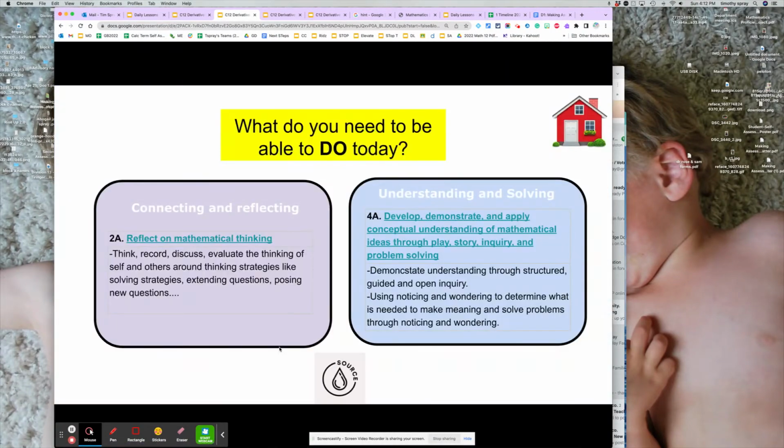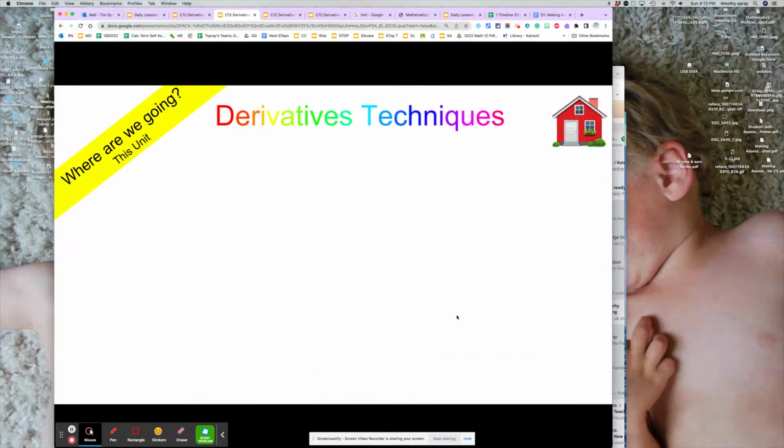So today, once again, you're going to be reflecting on your thinking. So be ready to think, record, discuss, evaluate the thinking of yourself and others, the strategies, and also be open to extending the questions and posing new questions. And we're also going to demonstrate, develop, and apply conceptual understanding of mathematics through today, in particular, inquiry and problem solving. So demonstrate understanding through structured and guided open inquiry, which is basically what we do every day. So today is structured inquiry, and you're going to be using noticing and wonder, especially noticing and wonder today, to see if you can take next steps on these problems. Okay, so here we go.